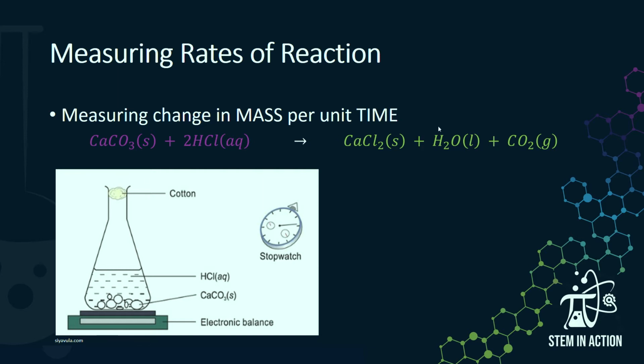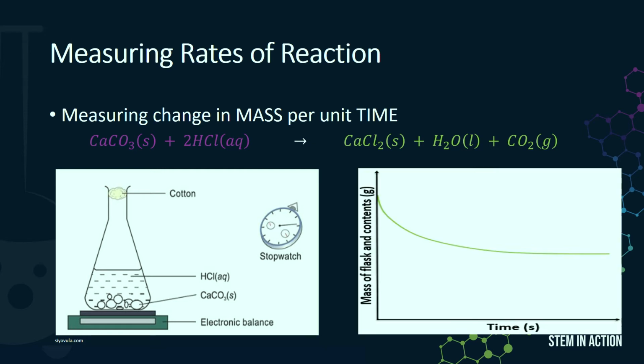So in this setup, we also notice that one of our products is a gas. And in fact, that is the only gas that is part of this reaction. As a result, as the gas is being produced, it is going to escape through the cotton wool. And obviously, gas has some mass. It is light, but it still has some mass. So as the reaction progresses, as the gas escapes through the cotton wool, it means that our reaction system is going to be losing mass. And we can use the rate at which that loss in mass happens to decide on the rate of the reaction. And we'll get a graph such as this one.